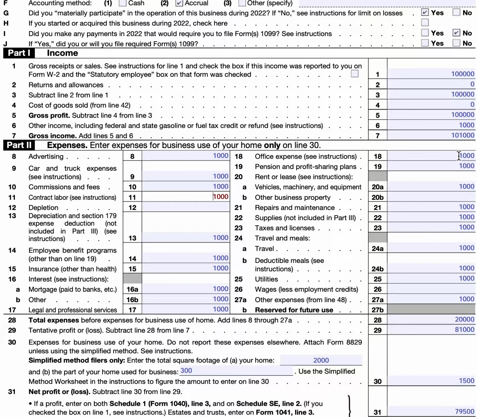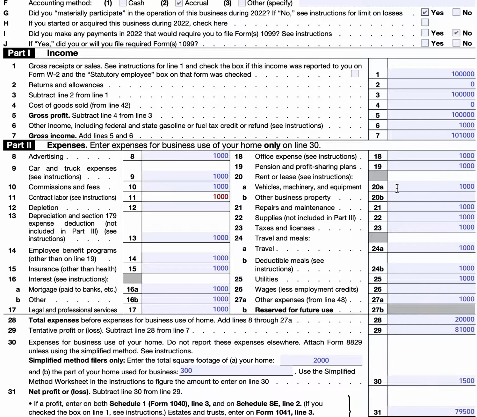In line 21, you would deduct the cost of incidental repairs and maintenance that don't add to property value. So, this is simply repairs and maintenance. This is not property improvements. Don't deduct the value of your own labor and do not deduct any amounts that were used to restore or replace property. Those costs must be capitalized.